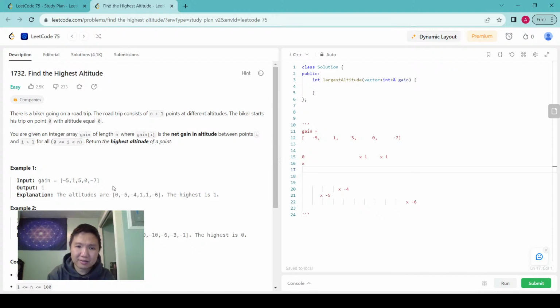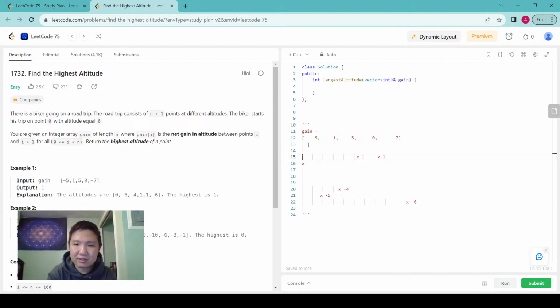So the question asks us to find out which is the highest point. Oh, sorry, it doesn't ask us to find out which point, you see? Important to read the question. It asks us to find the highest altitude of any point. The highest altitude of any point.